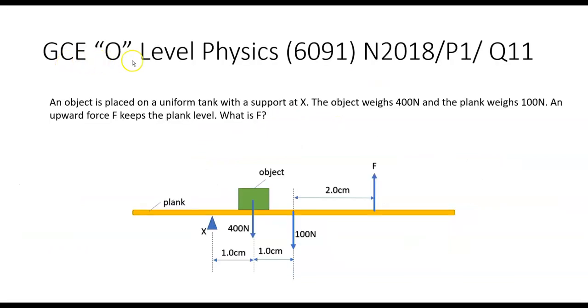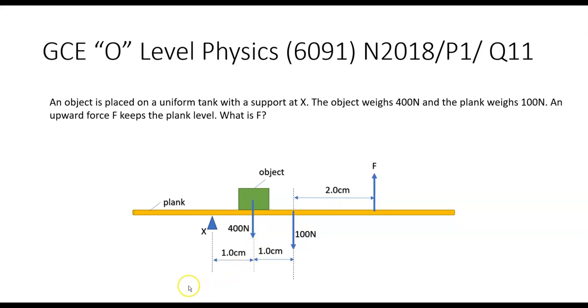Let's look at this question from the GCE O Level Pure Physics exam in the year 2018. An object is placed on a uniform plank with a support at X. The object weighs 400 Newton and the plank weighs 100 Newton. An upward force F keeps the plank level. What is F?